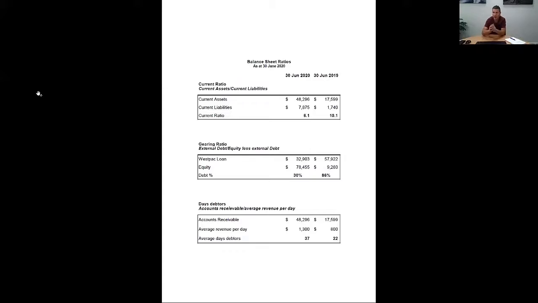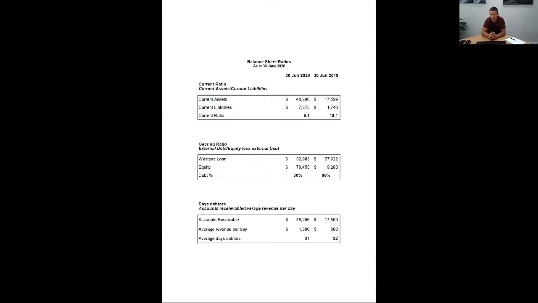So here's three balance sheet ratios. When you look at a balance sheet, these are the three examples I would probably look at nine times out of 10. So you're looking at what they call a current ratio. That's looking at current assets, so what you're going to collect or have collected within the next 12 months, and looking at your current liabilities, what you need to pay out.